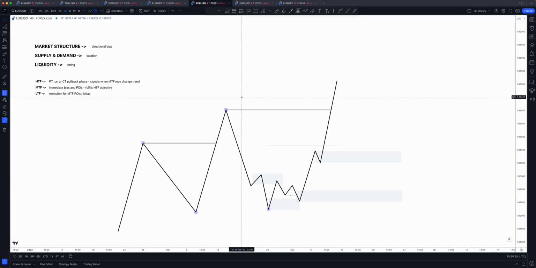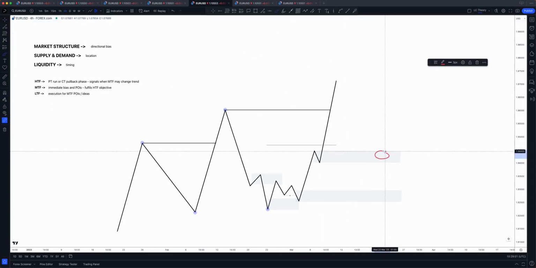And I'm going to keep going over it because the entry model, and you're going to hear me say this a lot, the entry model is simply a timing mechanism for your medium time frame idea and your medium time frame POI. That is it. Okay, so the most important part of this entire strategy by far is making sure you have built that overall narrative, right?